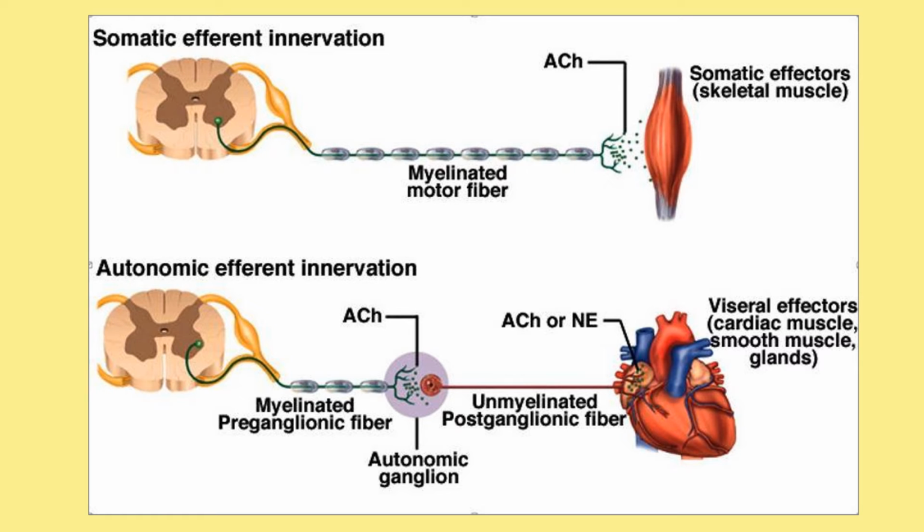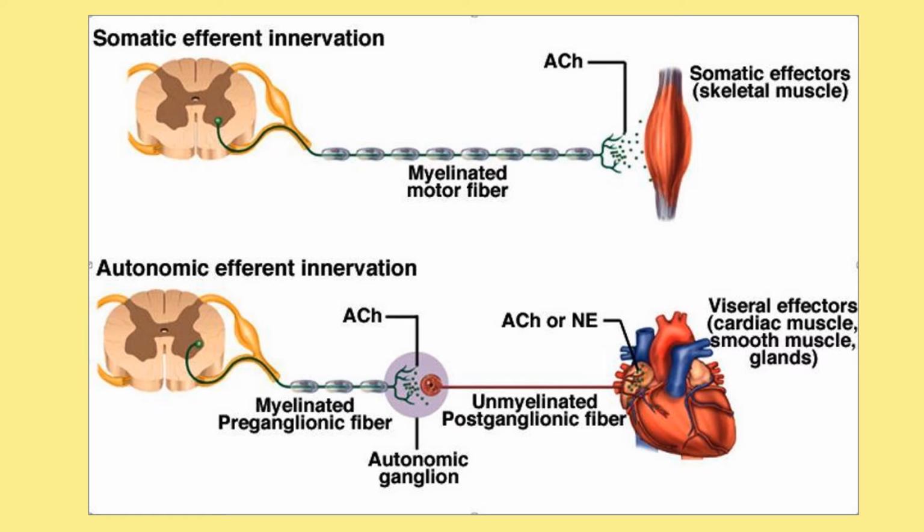Here's a side-by-side, or top and bottom, comparison of motor output in the somatic nervous system, that's up top, and motor output in the autonomic nervous system. So let's start with the simpler system. The somatic nervous system is more simple than the autonomic nervous system. So let's start with the simple and then move on to the more sophisticated.